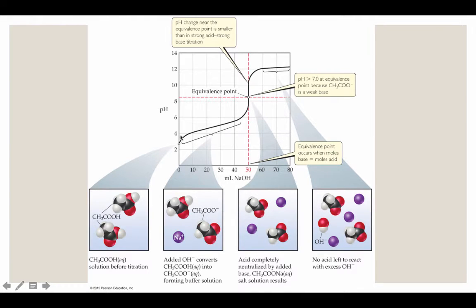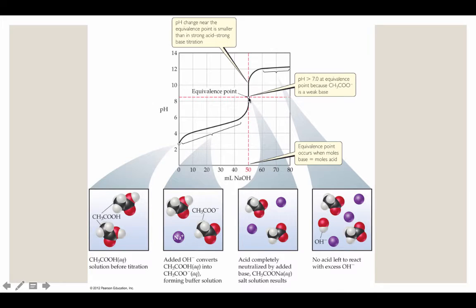However, since we're dealing with a strong base, we will continue to neutralize all of the acid until there is no more H+ to react with the strong base. At that point, all of the H+ have been removed from the acetic acid, resulting in acetate ions, spectator sodium ions, and water formed from the H+ removed and the hydroxide that had been added.